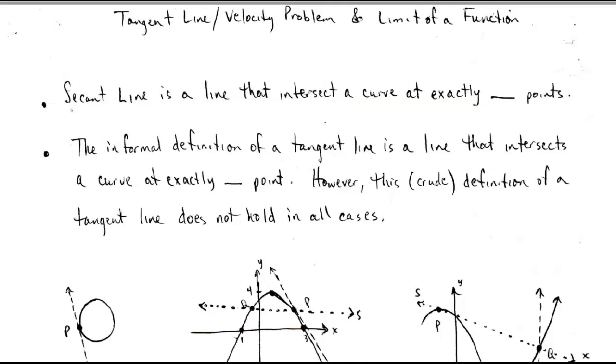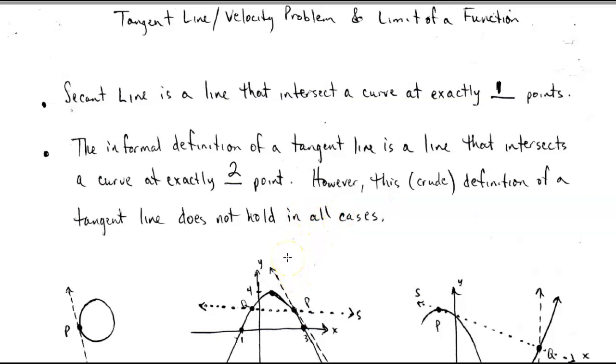All right, so first things first, when we talk about a secant line, it is a line that intersects a curve at exactly one point, okay? So an informal definition of a tangent line is a line that intersects a curve at exactly 2 points. However, what I've said here is really a crude definition of what a tangent line is supposed to be, and it does not hold in all cases.